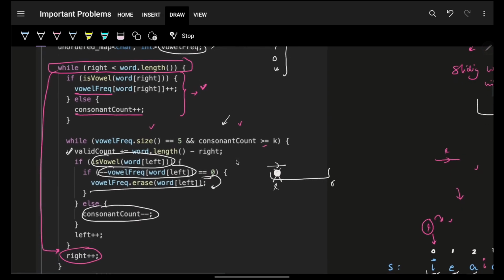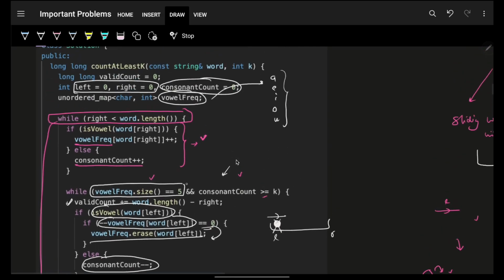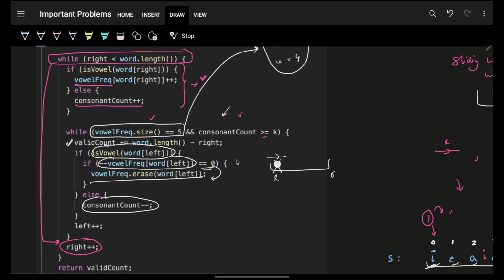Why? Because you are comparing the size of the hash map. If there are entities in the hash map like A, E, I, O, U, they should be there only when their value is non-zero. So if it is, let's say, 2, 3, 1, 0, 4, this 0 should not be there. I should only have those things in my hash map which have a non-zero value. That is why I have to make sure I'm erasing that from my hash map if the frequency becomes 0. That's a simple shrinking case, right? And again, make sure as you remove the significance of L, you increase your L as well.